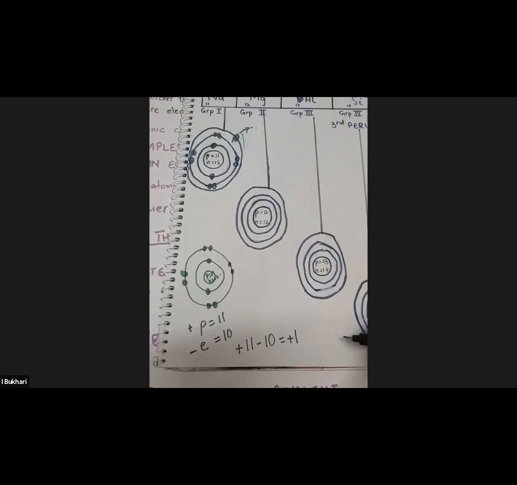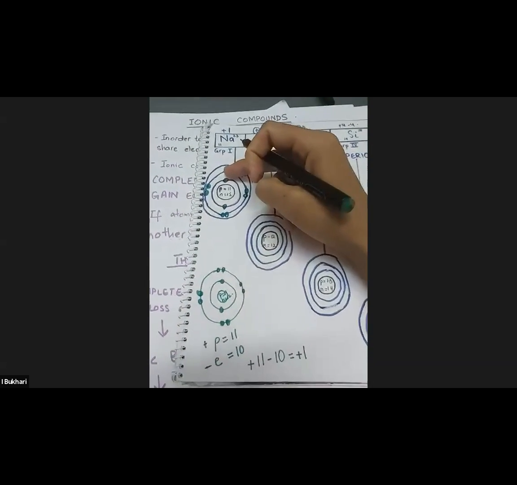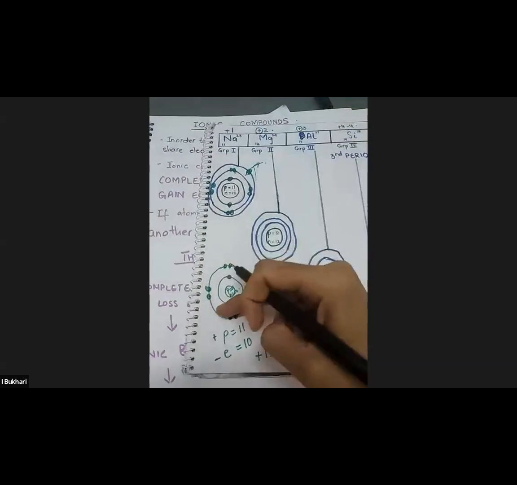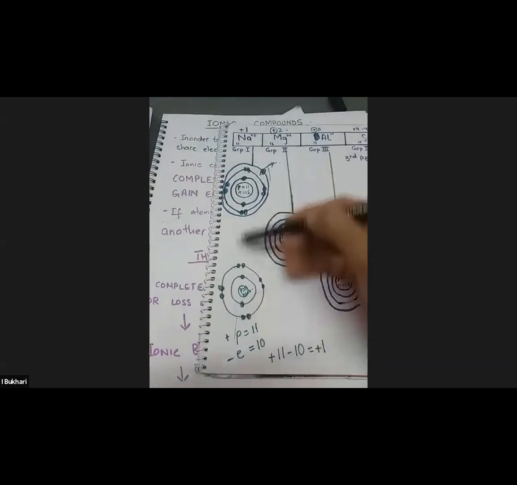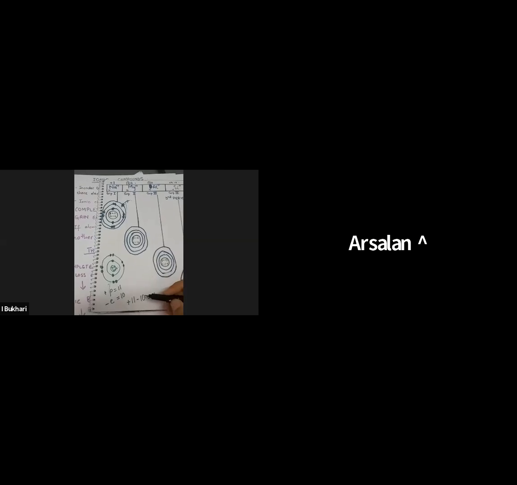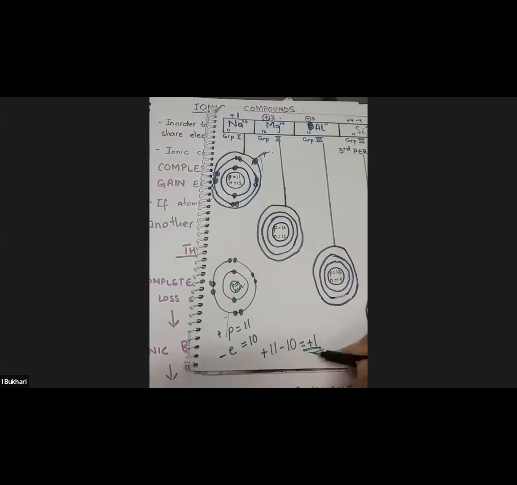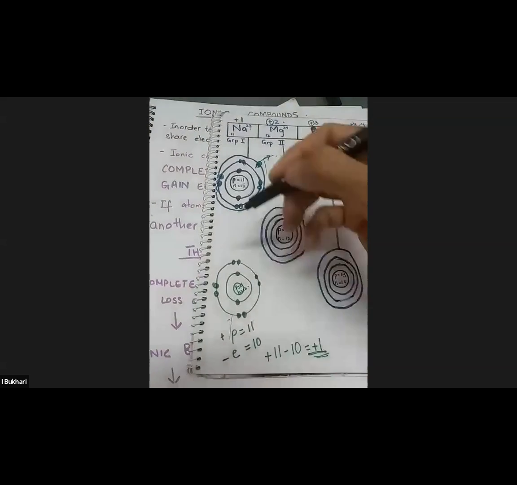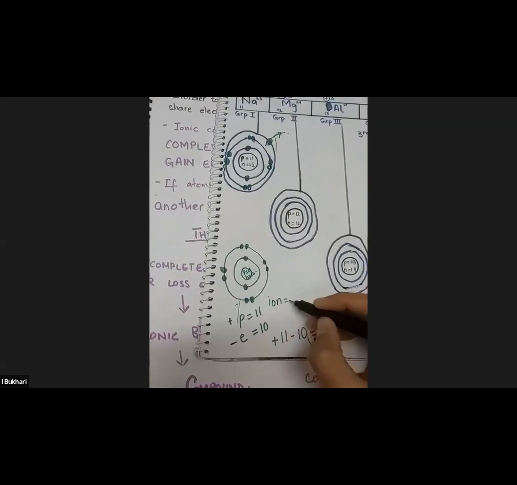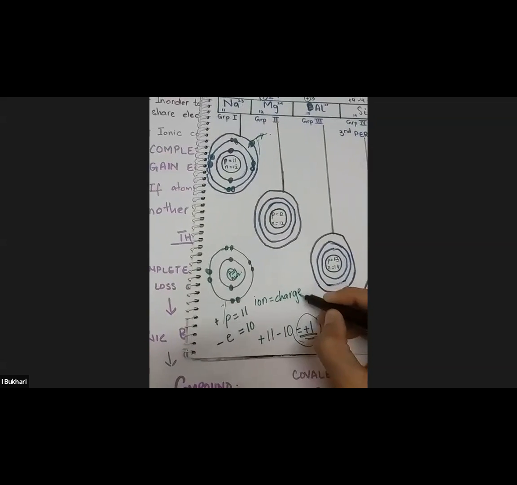So you have an overall positive 1 charge on sodium. Okay, because they lost the outermost electron. So they have positive 1 charge. So remember, group 1 elements always have positive 1 charge, because in order to gain stability, they lose the outermost electron, and therefore it is a charged particle. An ion is a charged particle.